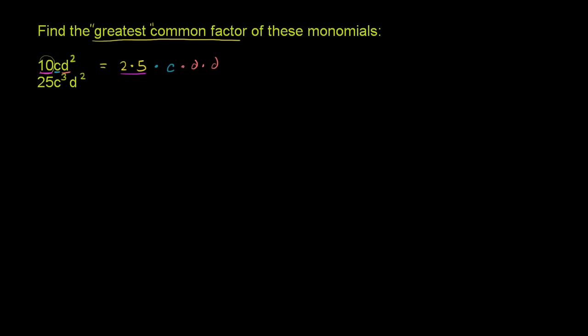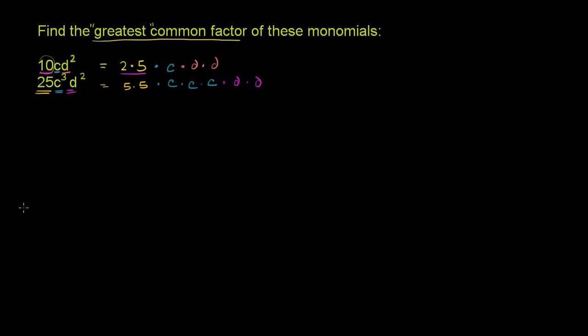Now let's do that for 25c to the third d squared. So 25 right here, that's 5 times 5. So this is equal to 5 times 5. And then c to the third, that's times c times c times c. And then d squared is times d times d.